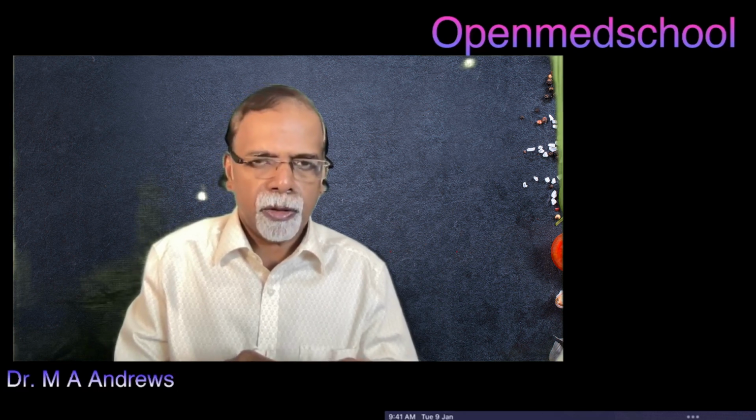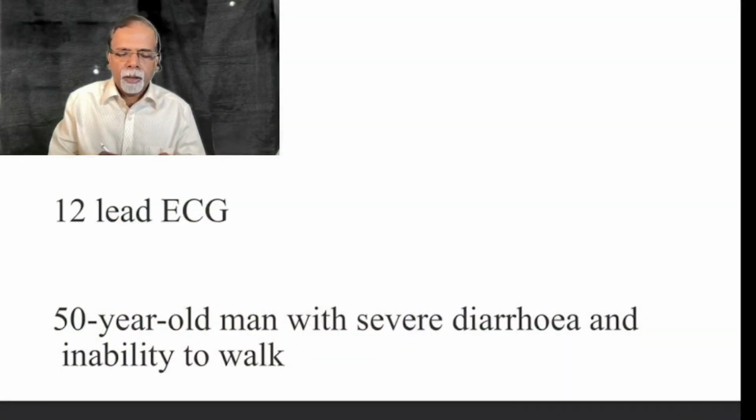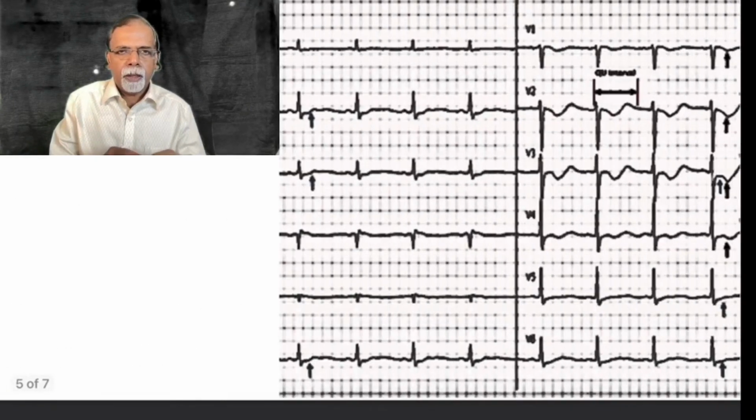Today I'll be discussing the ECG of a 50-year-old man who had severe diarrhea, following which he developed inability to walk. What are the conditions you will consider? Significant weakness following diarrhea, you should always consider electrolyte imbalance, that is hypokalemia. Let us look into this ECG and see whether the patient has got features of hypokalemia.